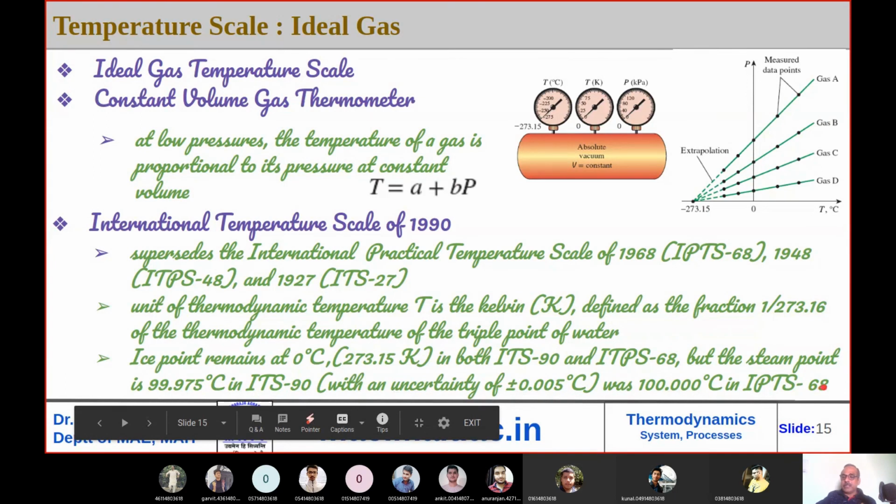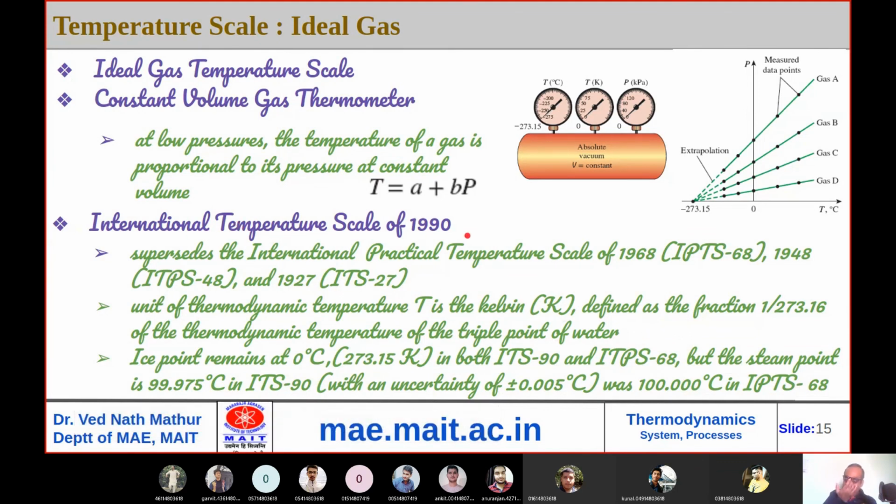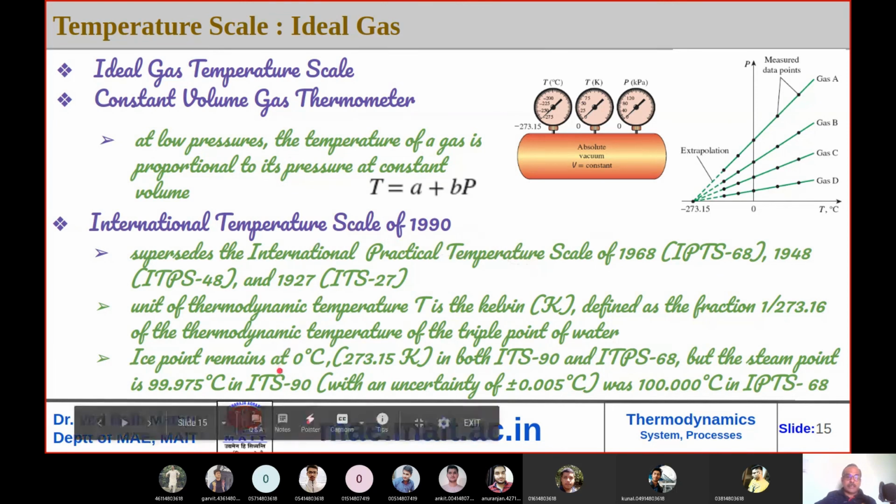So I wrote this in this slide because I found there's one question asked on the International Temperature Scale of 1990. So for now, you can take these data for granted. We'll be discussing in detail the thermodynamic temperature scale when we discuss the second law of thermodynamics.